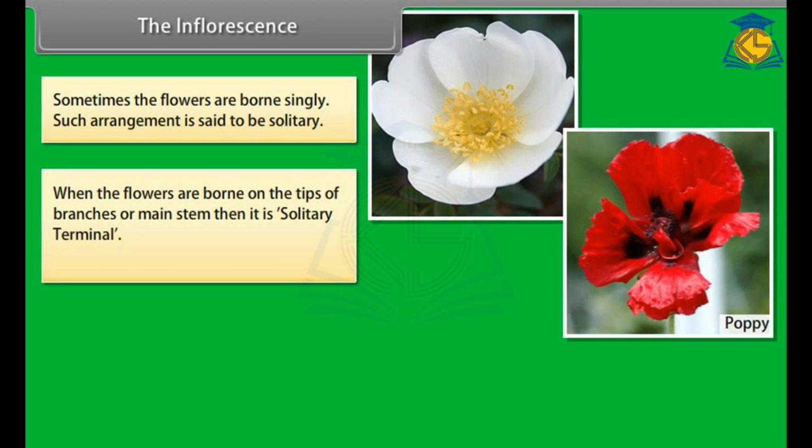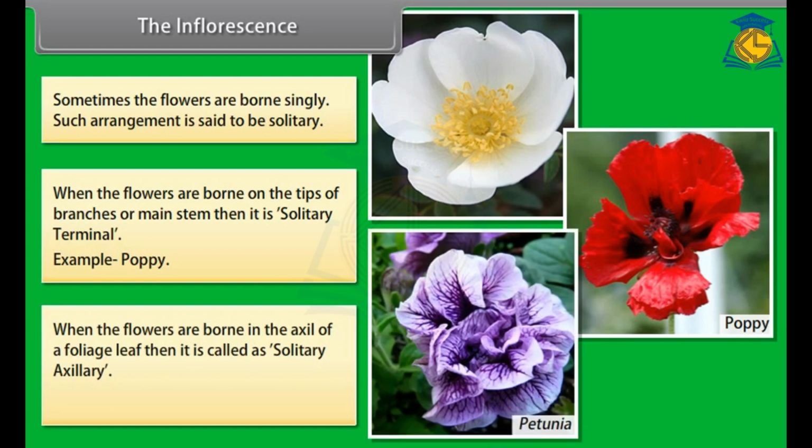When the flowers are borne on the tips of branches or main stem, then it is solitary terminal. Example, poppy. When the flowers are borne in axil of a foliage leaf, then it is called as solitary axillary. Example, petunia, hibiscus, Rosa sinensis.